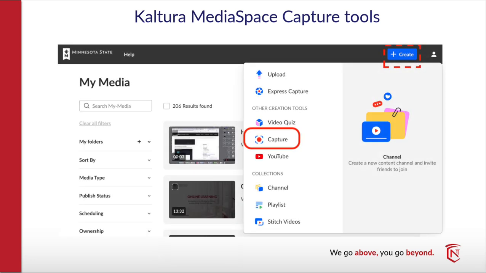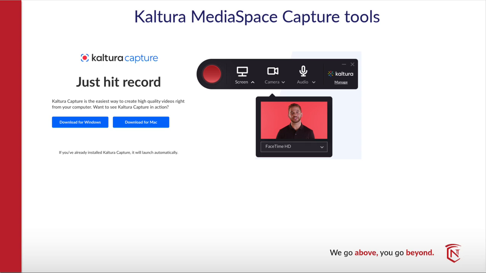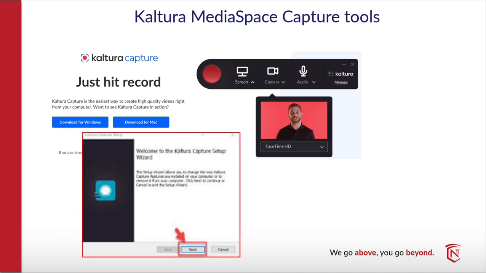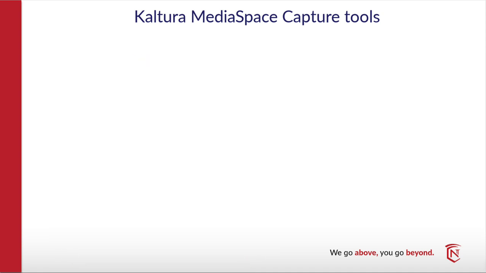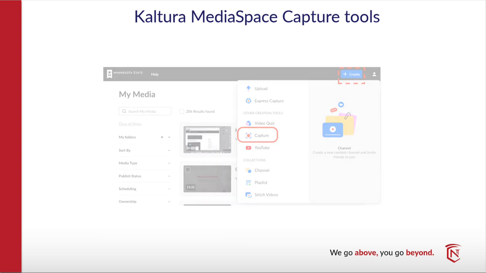The Capture tool can be accessed in the same Create menu found in the right top corner of the My Media page. If you are using Kaltura Capture for the first time, you will need to download the application and install it on your computer. Once downloaded, you will follow the prompts to install. When you have installed the app, you will go back to the Create menu and again select Capture.